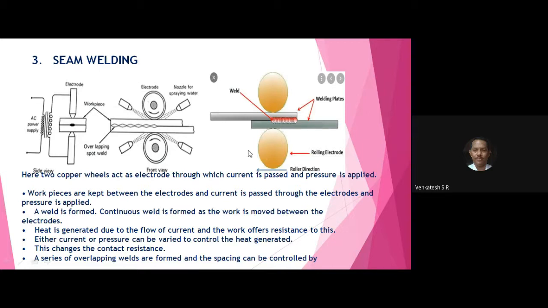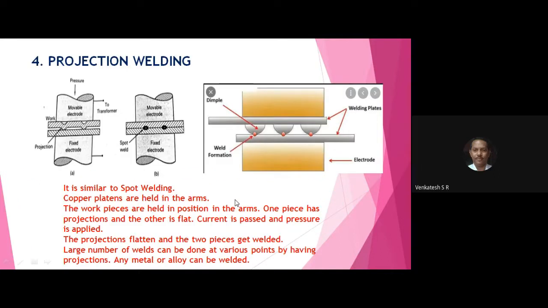All of you observe here, these two sheets are connected by weld. This is the seam weld or continuous weld. That's called seam resistance welding. Next, come to the point, projection welding. All of you write down.